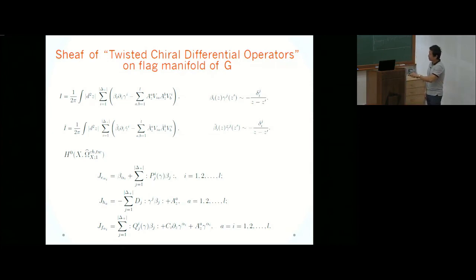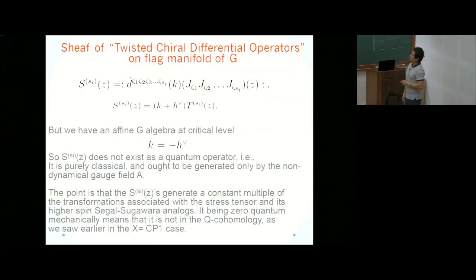Now then, they furnish an affine algebra. The interesting thing is that in the OPE of these guys here, when the target is a flag manifold, it will be at critical level, level k equals minus h^v, where h^v is the dual Coxeter number. So that's what we need. Okay, and of course, we can also construct composites of these fields, which will also be in the Q cohomology, because Q will annihilate each of the J. And from a Sugawara construction, we know that we can write S_i as k plus h^v.